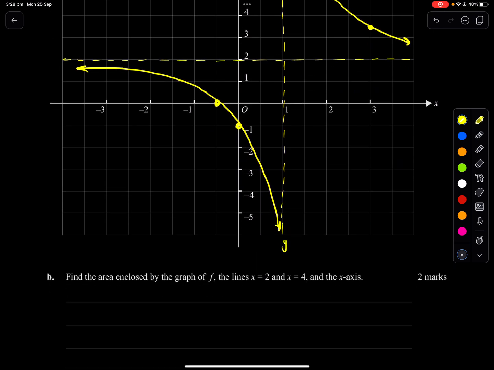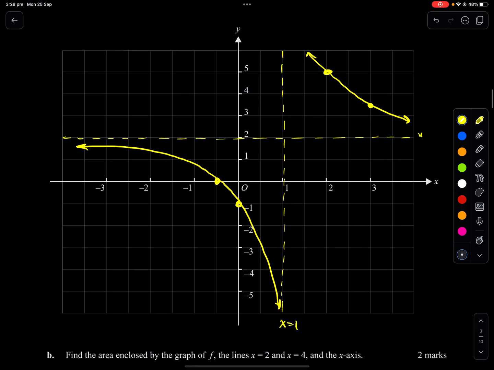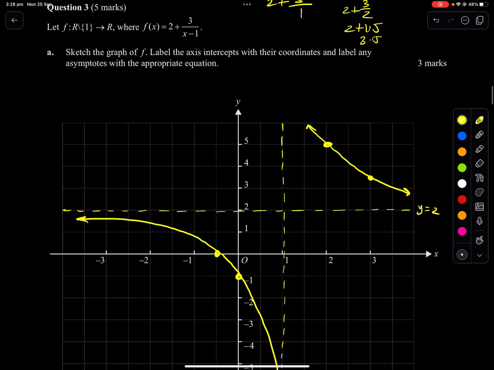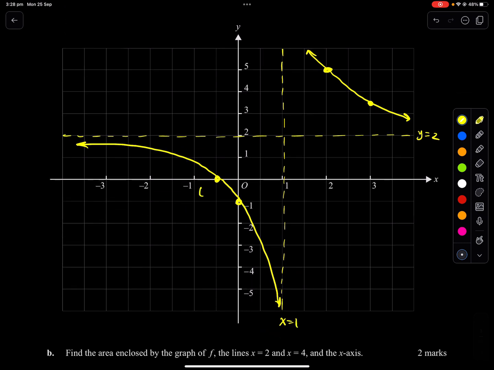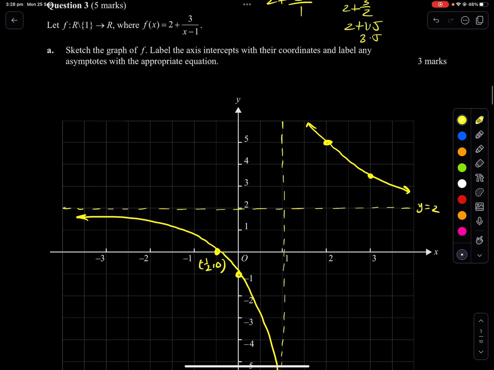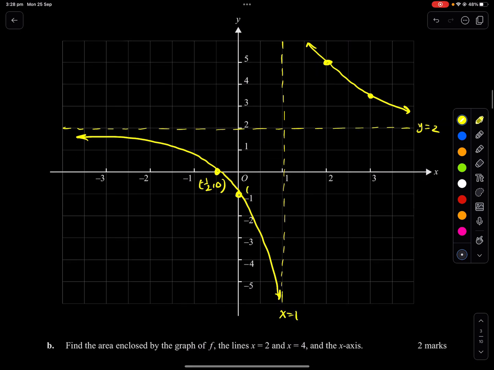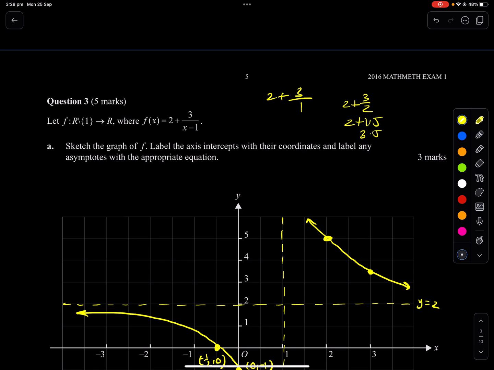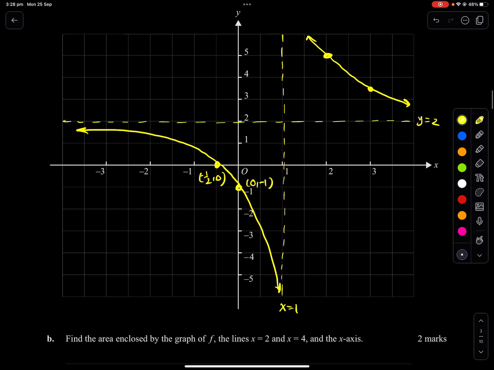So at x equals 1 and y equals 2. Then the coordinates, so axial intercepts also. That's negative half, 0, and this over here is 0, negative 1. And label any asymptotes. Okay, that's it. I hope that's good enough.